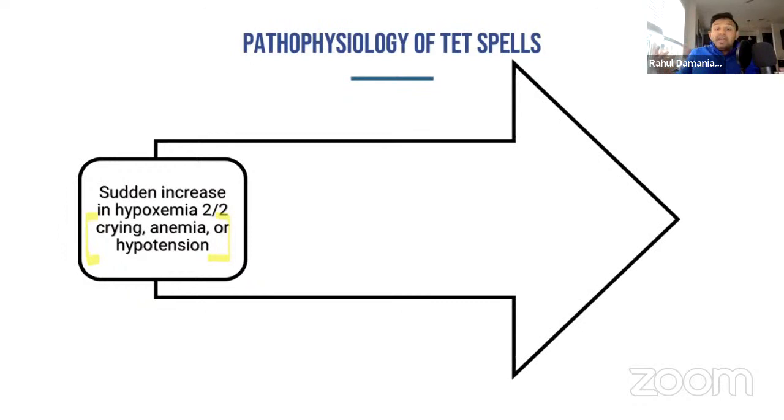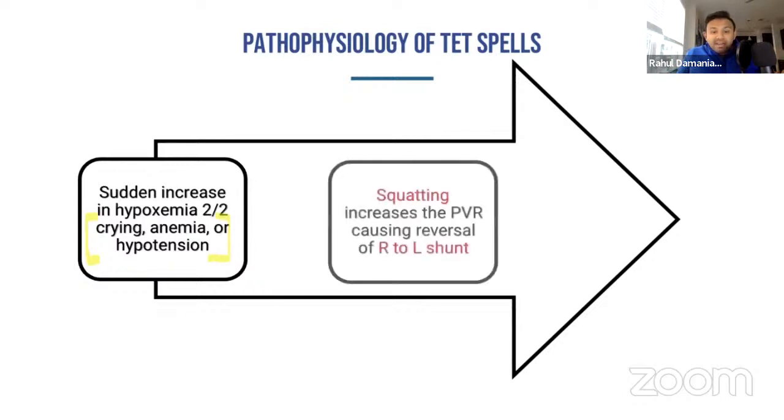All of these are going to increase the pulmonary vascular resistance, and subsequently you are going to get flow from the right side, blue blood, going to the left side. So what does squatting do? Squatting actually is going to increase the amount of resistance such that now the blood is going to go left to right instead of right to left.